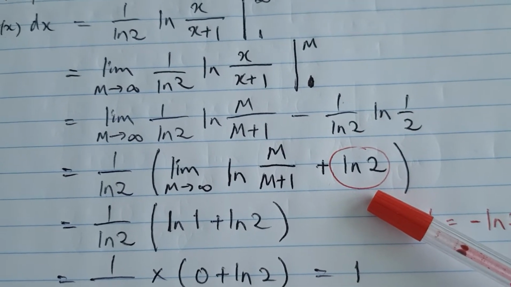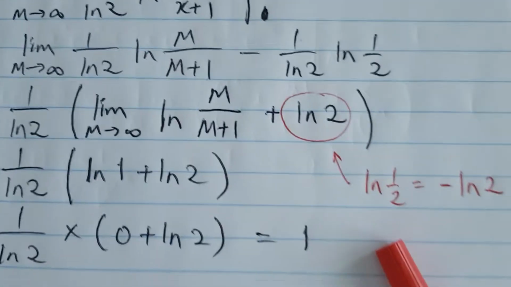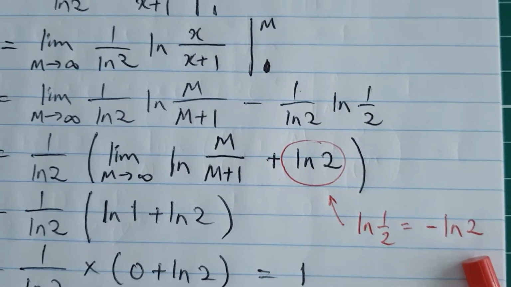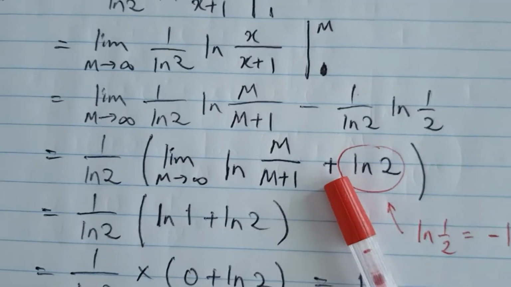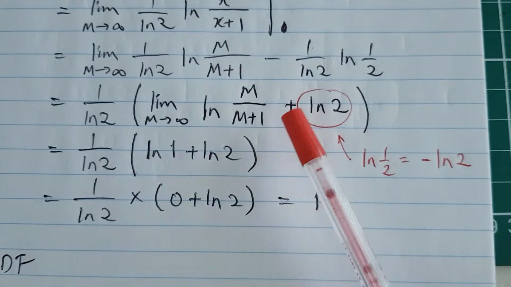Now, the reason all of a sudden I have from minus to plus is because, again, one of these index rules, so I explained it here, ln half is actually minus ln 2. So minus of minus becomes positive. So that's the reason why I have plus there.